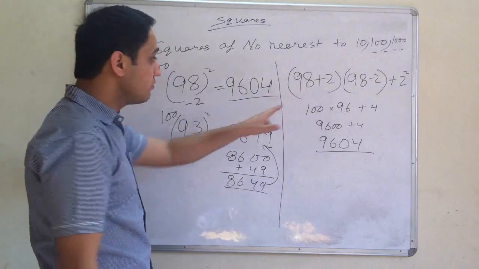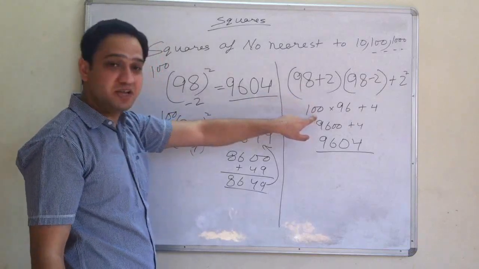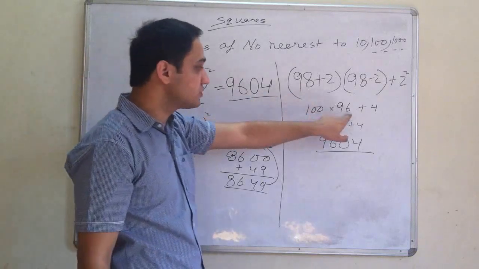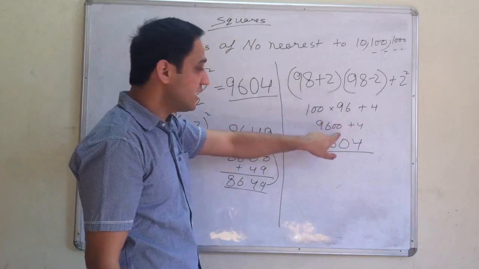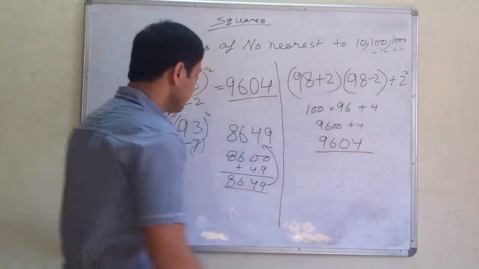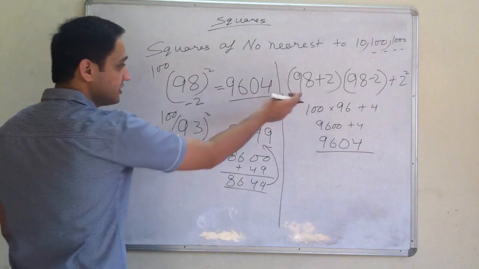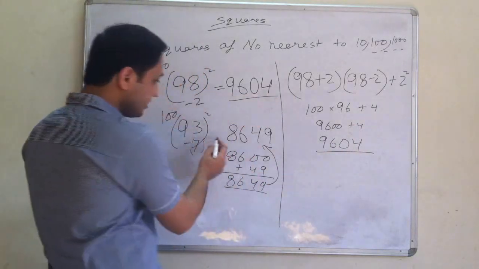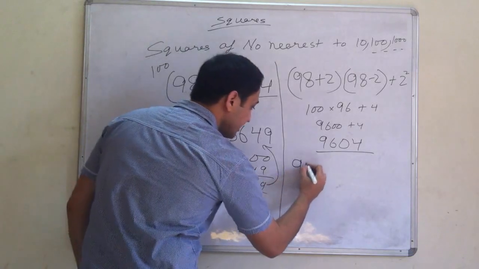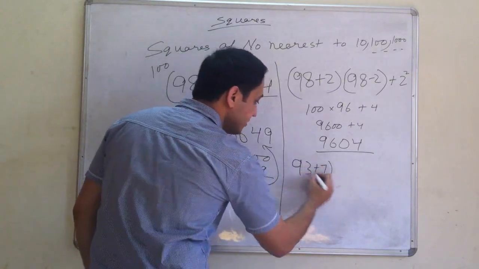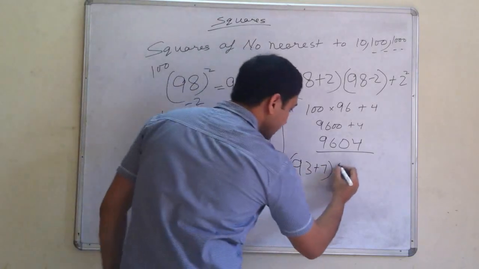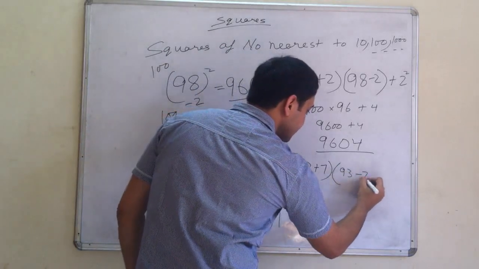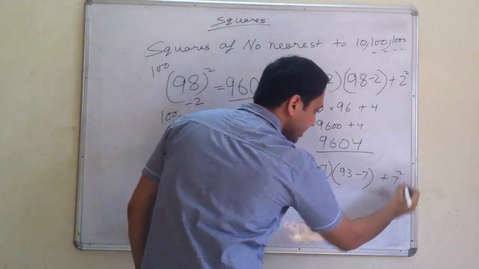How? Because you remember that this will always be 100. So if you multiply this with this, you'll get only 2 zeros at the end. So you can remember that thing over here. Okay, so same way if I have to do this, for 93 I have to add 7 to make it 100. Then 93 minus 7, 7 square.